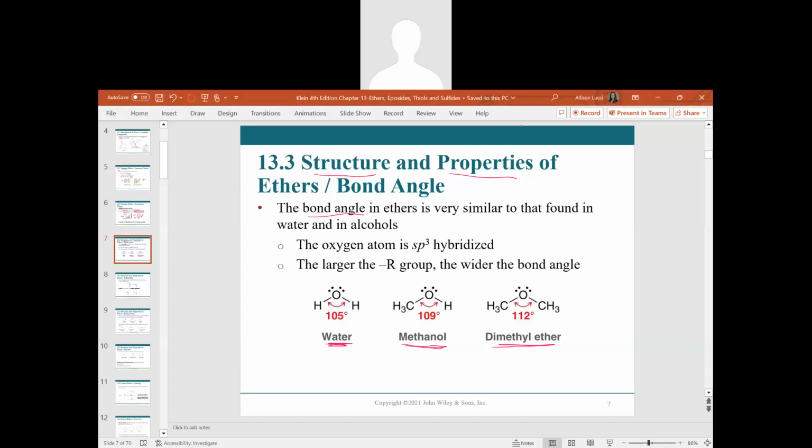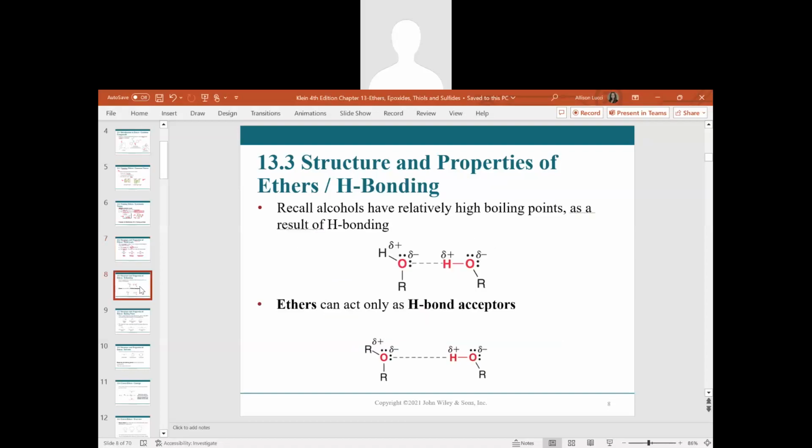We also see that the oxygen atom in each of these three cases is sp3 hybridized. So there's that similarity as well. And the reason that our bond angle gets larger and larger has to do with the size of our R groups. So the larger the R group, the wider the bond angle that results.